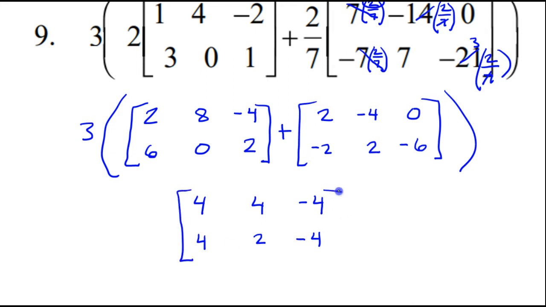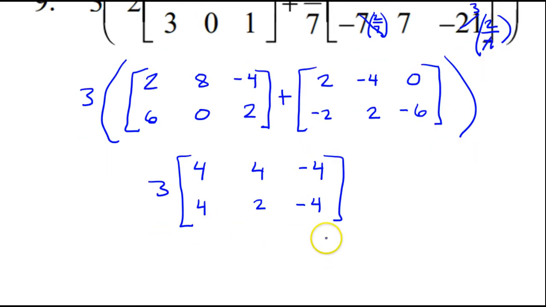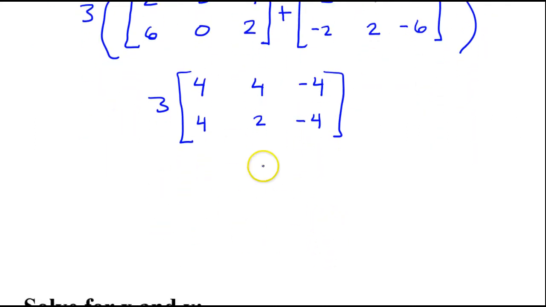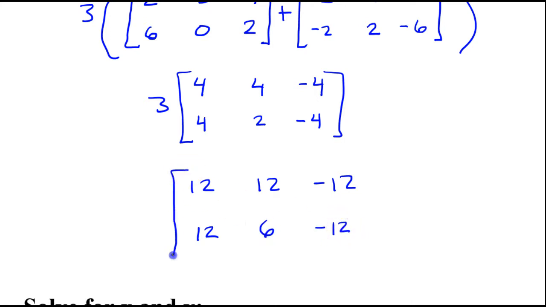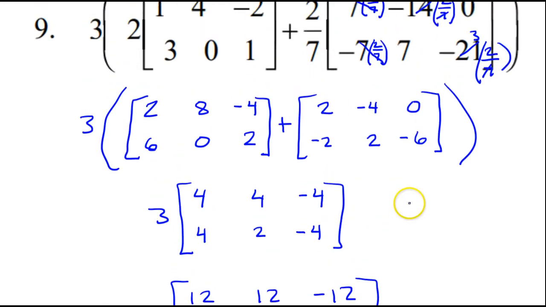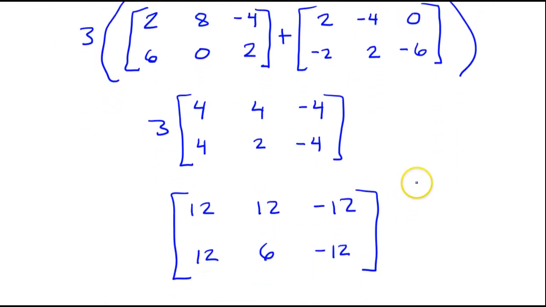Okay, so that is what I get from the insides. But I still have this scalar of 3. So I'm just going to multiply everything by 3. So this is going to be 12 and 12 and negative 12 and 12 and 6 and negative 12. So this would be the final answer for problem number 9.